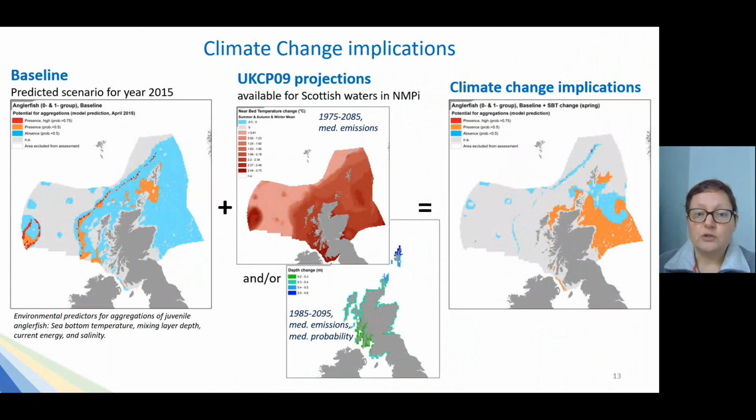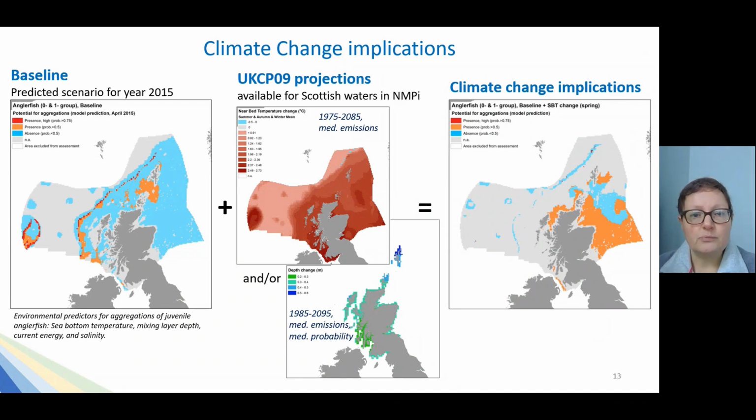Another objective of the project was to explore the possible implication of climate change for essential fish habitat. For this, the essential fish habitat models for some selected species, juvenile anglerfishes shown in the example, were applied to a baseline environmental scenario, as in the map on the left-hand side.